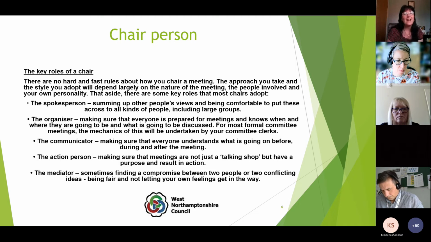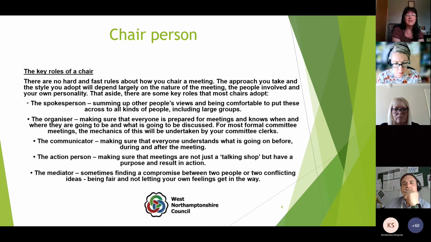Key roles of chairs. So, all I would say is there's no hard and fast rules about chairing a meeting. People will formulate a style and adopt that, and it can depend on the nature of the meeting, the people involved, and obviously your own personality. But saying that, there are some key roles that most chairs need to adopt.